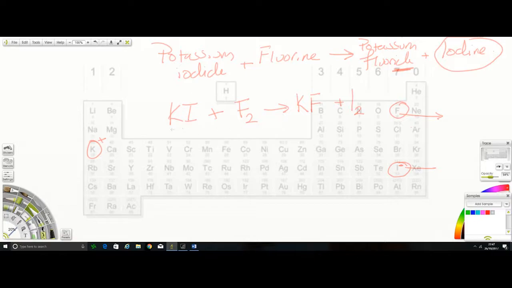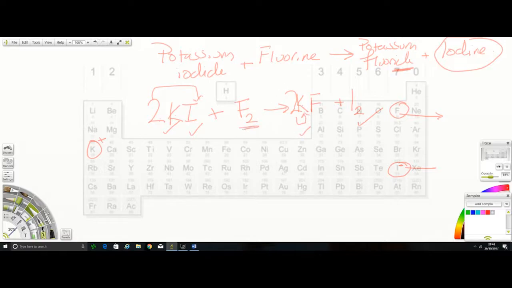So I've got one potassium, that's okay for now. I've got one iodine molecule here, and I've got 2 here, so I need to balance that with a 2 in front of this. So I've got 2 iodines here and 2 iodines here, so I can tick that off, that's correct. I've got 2 potassiums here, but only 1 potassium here, so I need to put 2 there.